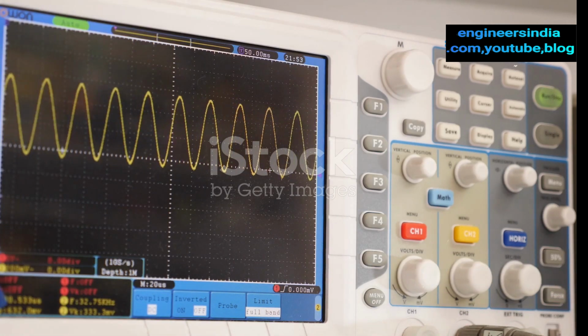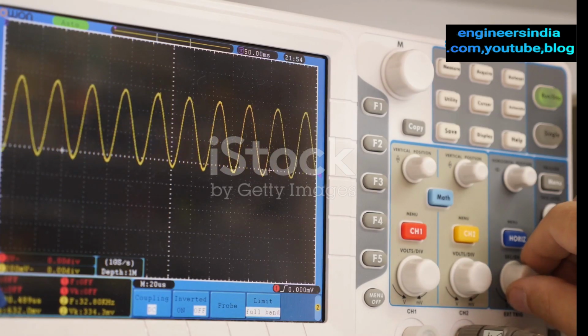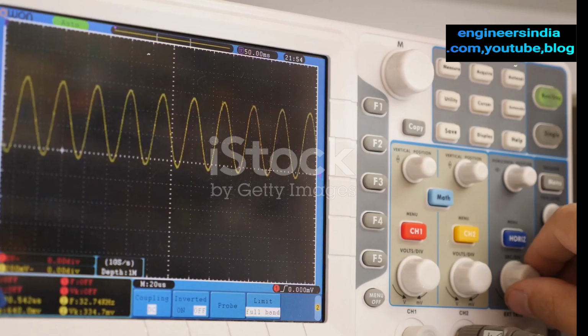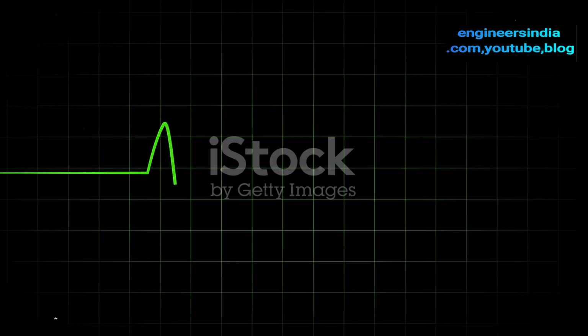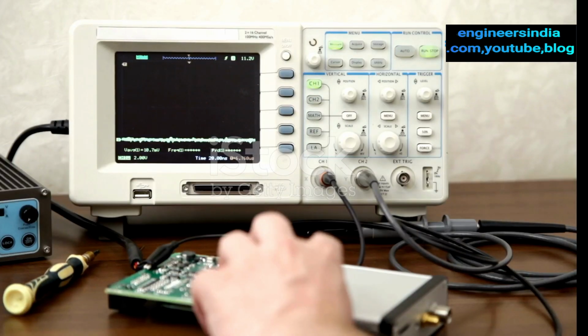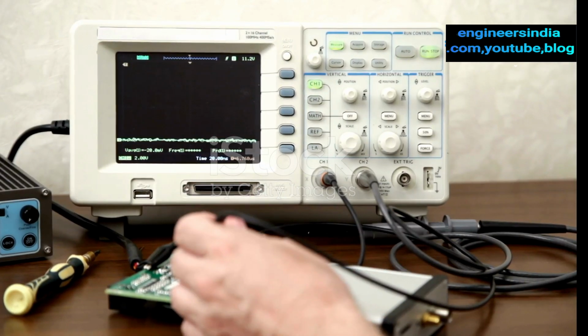Hey there, science fans! Today we're diving into the world of electronics with a fantastic tool, the Cathode Ray Oscilloscope, or CRO for short. Imagine a device that lets you visualize electricity, like a heart monitor for your circuits. That's the CRO. It's like having X-ray vision for your electronics projects.